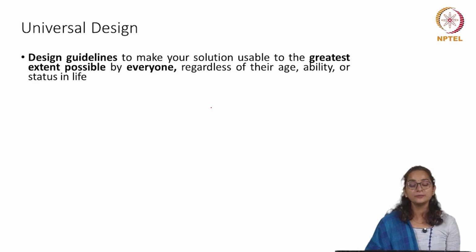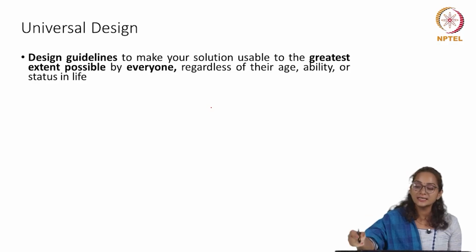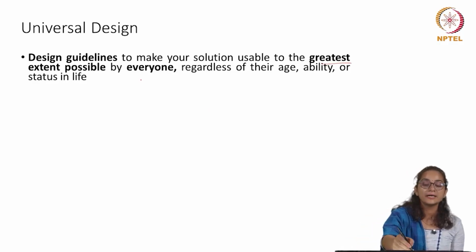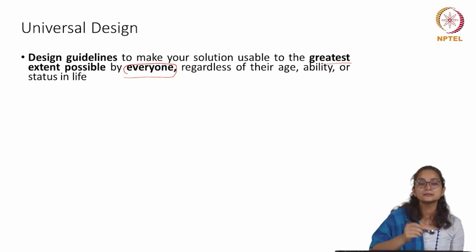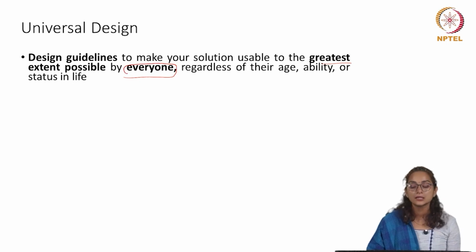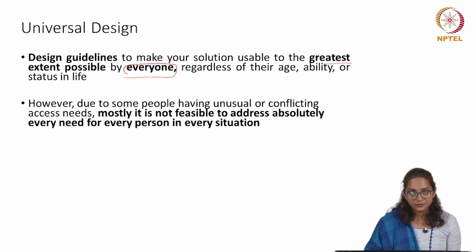Universal design actually pertains to a set of design guidelines to make your solution usable to the greatest extent possible by everyone. This is an important aspect, regardless of their age, ability, or status. However, what is commonly seen is that some people may have unusual or conflicting access needs, and mostly it is not feasible to address absolutely every need for every person in every situation.